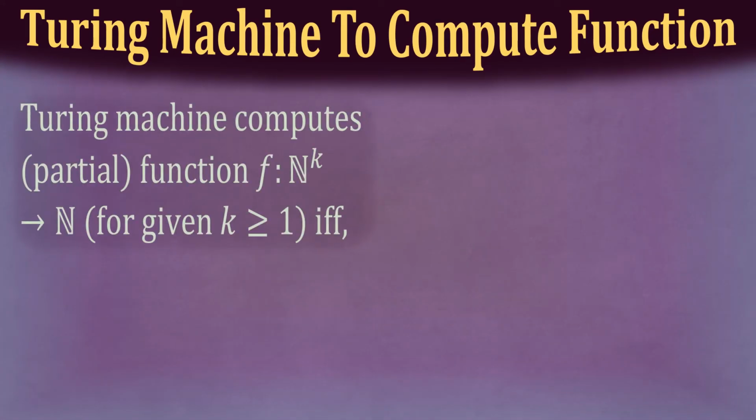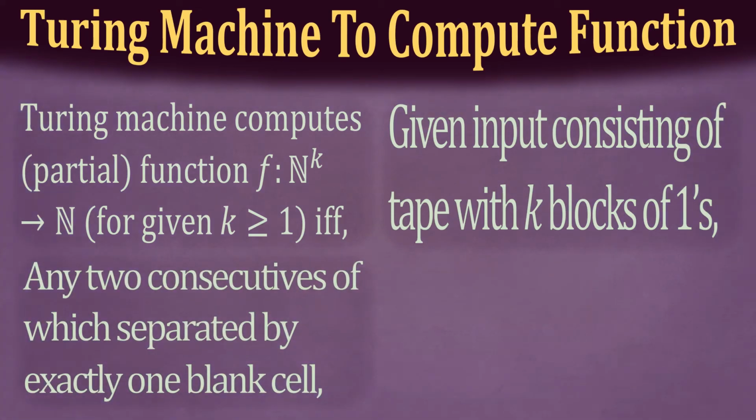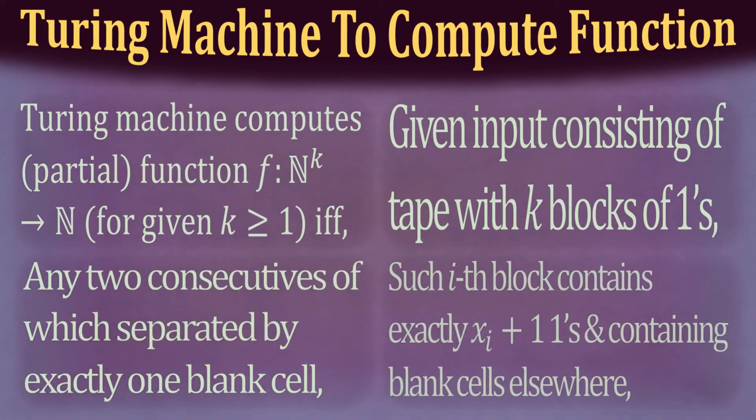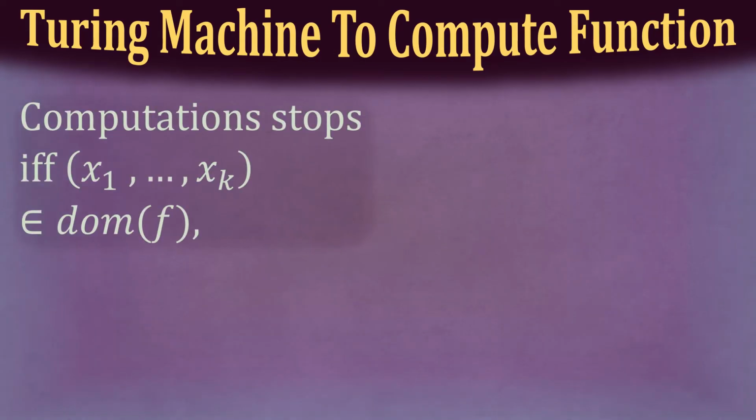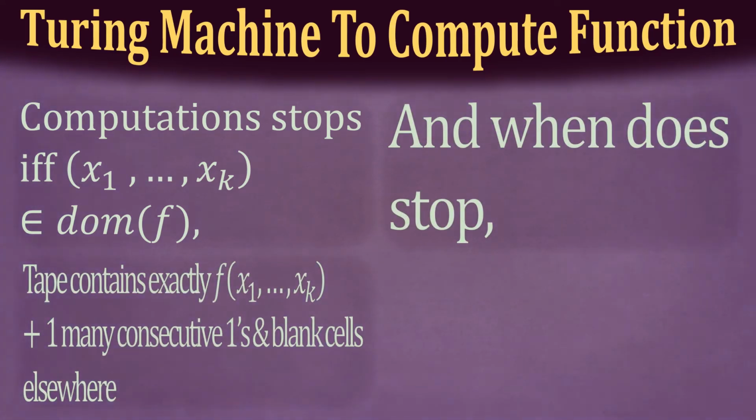A Turing machine computes the partial function f from the naturals to the k to the naturals, for k greater than or equal to 1, if and only if, given an input consisting of a tape with k blocks of ones, any two consecutive of which are separated by exactly one blank cell, such that the ith block contains exactly xi+1 ones and contains blank cells elsewhere, the computation stops if and only if (x1, ..., xk) is in the domain of f, and when it does stop, the tape contains exactly f of (x1, ..., xk) plus 1 many consecutive ones and blank cells elsewhere.